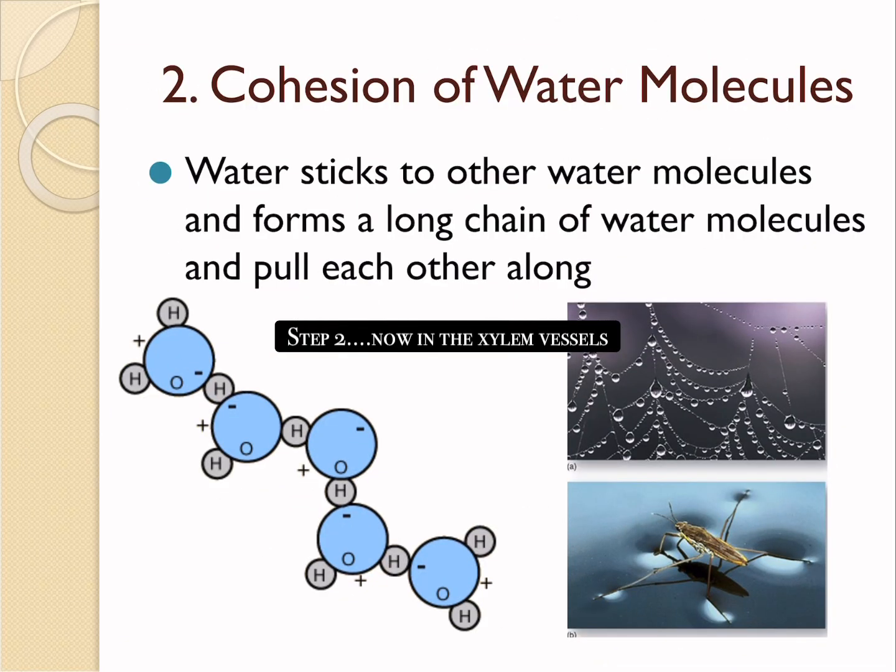Now, water is a polar molecule, and what that means is one side of the molecule is partially negative and the other side is partially positive. And so what can happen is the partially positive end of the water molecule can attract the partially negative end of the other molecule, and this can repeat itself time and time again, allowing water to stick to itself very, very well. As a result, we have water that sticks to other water molecules and forms a long series or chain of water molecules, which can help it fit and mold through something like a xylem vessel. And so that's how it's partially pulled along the xylem vessel.